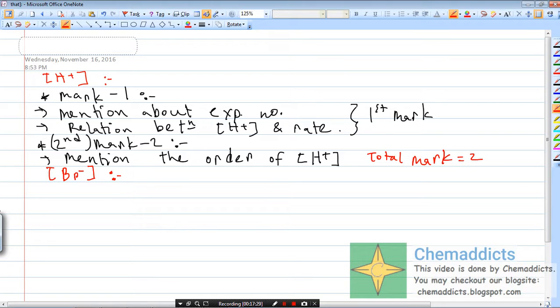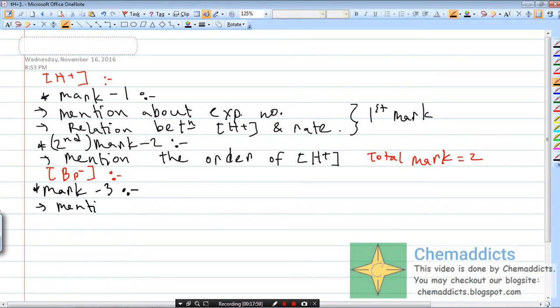So let us discuss the third mark. At first, let me change the color. Okay, mark 3. So which should be the third mark for this? Which should we mention? Let us see. Here are the points. Mention the experiment that we are comparing. So again, we should mention the experiment.